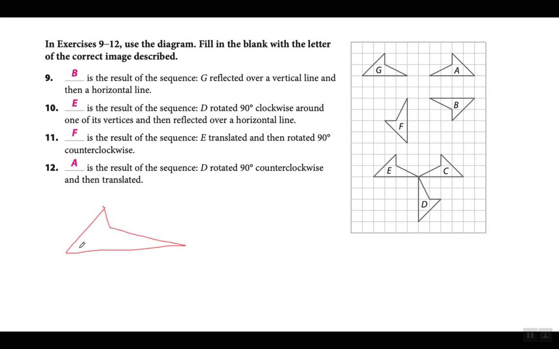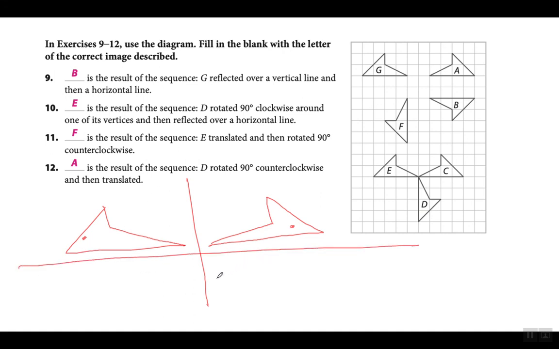All right, now just for the sake of making it easier to look at, let's pretend it's a shark looking to the left. Now if I take that shark and reflect it over a vertical line, the shark is going to be looking to the right. Then if I reflect it again over a horizontal line, now the shark is going to be upside down, looking to the right.